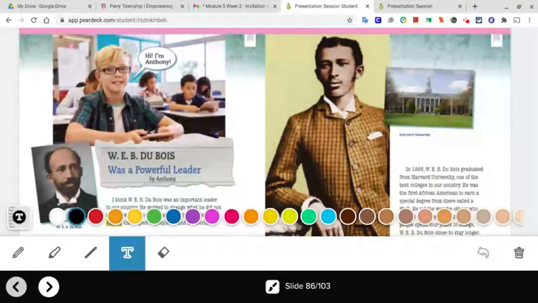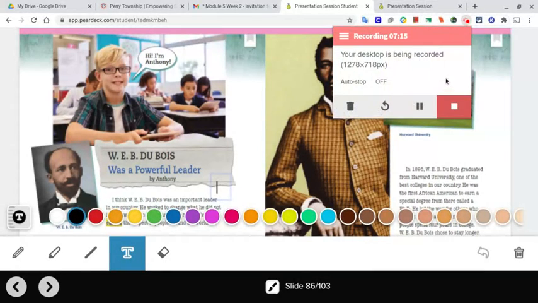Okay, so this is Anthony. This is like you, Anthony in my class, Anthony Campbell. So he says, hi, I'm Anthony. W.E.B. Du Bois was a powerful leader. I think W.E.B. Du Bois was an important leader in his country. He worked to change what he did. Okay, let me put it on pause for a second.